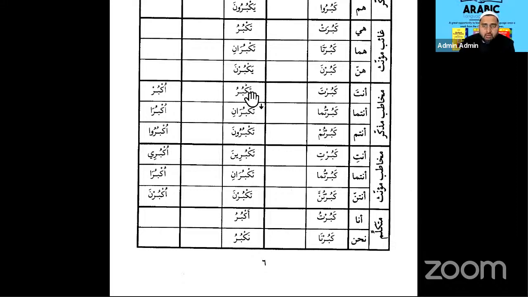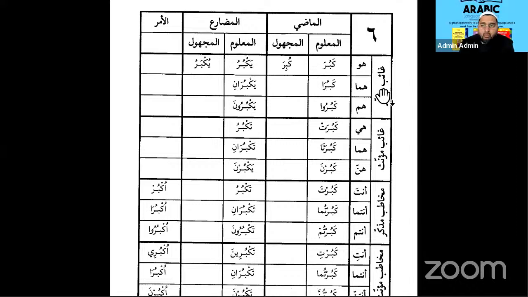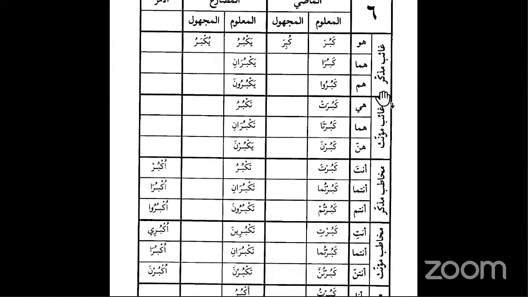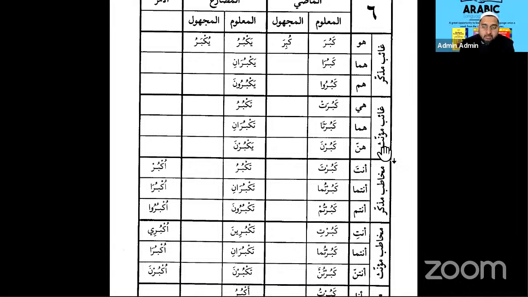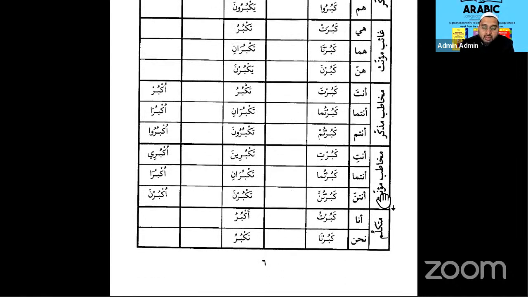Ghaib means absent. Mudhakkar means masculine. And ghaib, mu'annath means absent, third person female. Mukhatab means addressee, who you're talking to, the second person. Mudhakkar, masculine. Then we have mukhatab, muannath, second person, a female. And then we have mutakallim. Mutakallim is the speaker itself.